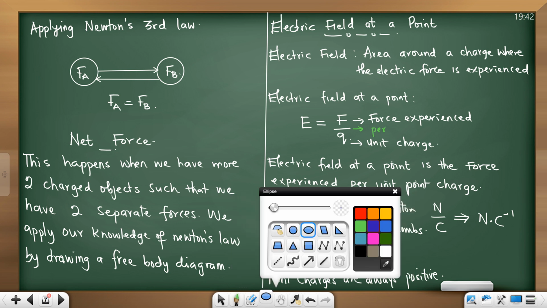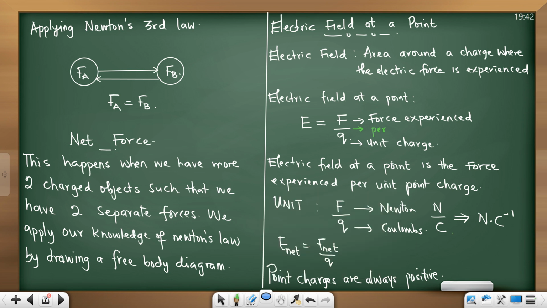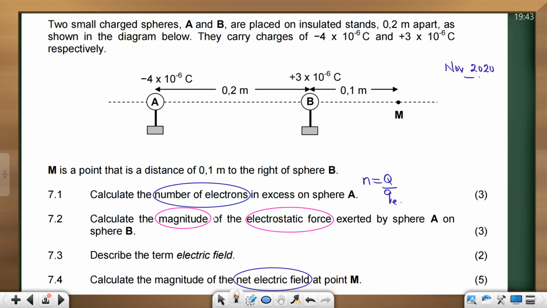E can also, let me put it in a bubble here, E can also be calculated as KQ over R squared. Now, this is not Q1, Q2. KQ over R squared, although we get that formula from E equals F over Q. Take note of that. We're going to rewrite it again.